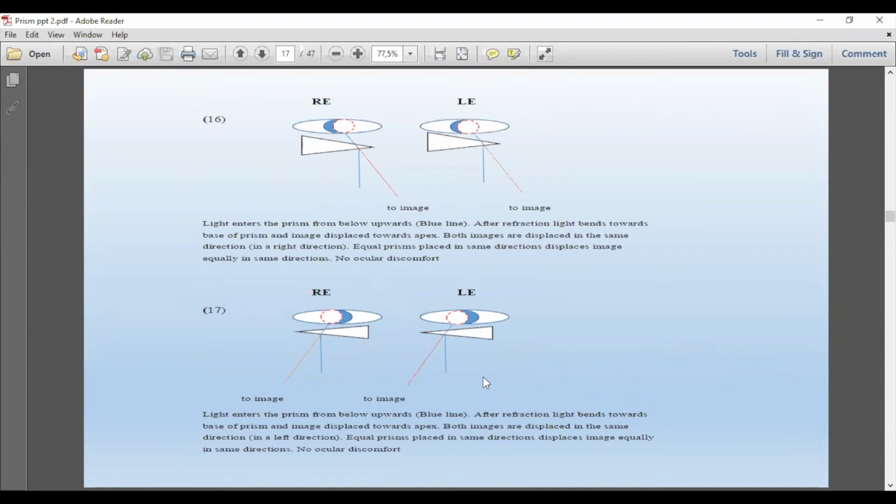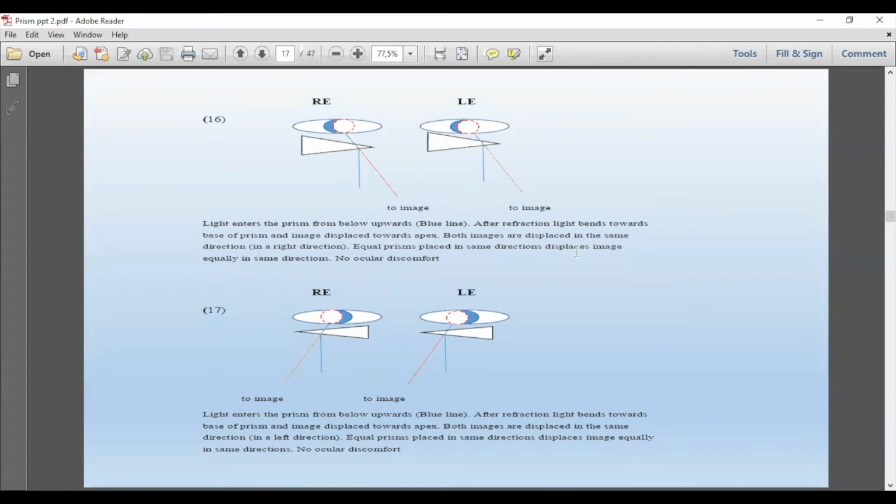Now, this is just explaining what I explained earlier on. In a case like this over here, when light enters a prism, as you can see from below, it's going up. That's your blue line. After refraction, light is always going to bend towards the base of your prism. And the image is always displaced towards the apex. So you can see over here, these images are displaced, in this case, to the patient's left.